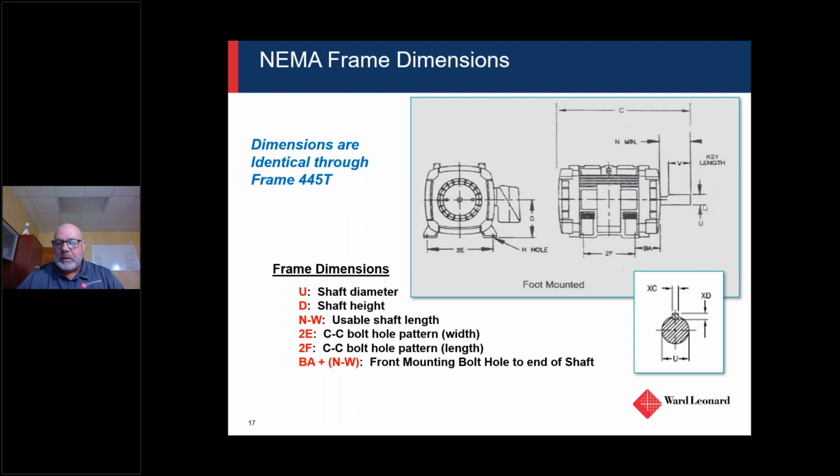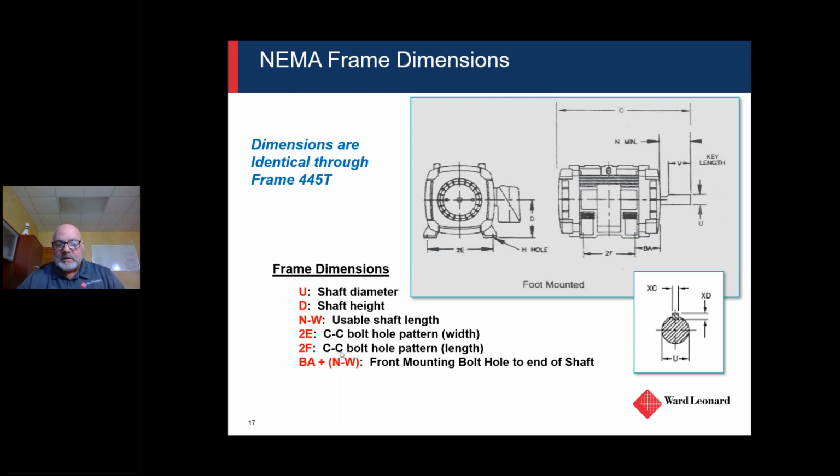So the U dimension is the diameter of the shaft, and you can see it right there. The V dimension would be the usable length of the shaft. Then there's the shaft height, which is the D dimension. That would be from the base plate to the center line of the shaft.